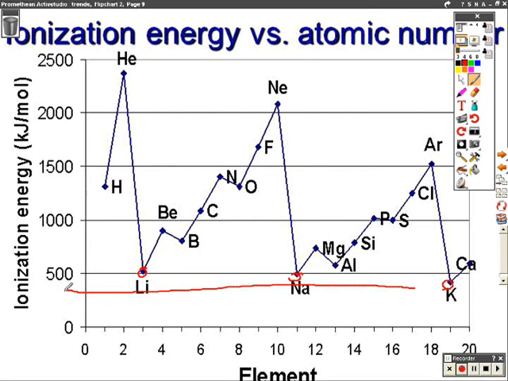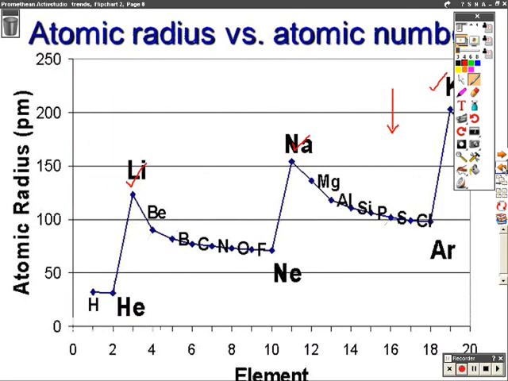It's easier to take an electron away from potassium than it is to take an electron away from lithium or even from hydrogen. How come? Because the radius for potassium is larger. Lots of shielding. Distance between the nucleus is very large.